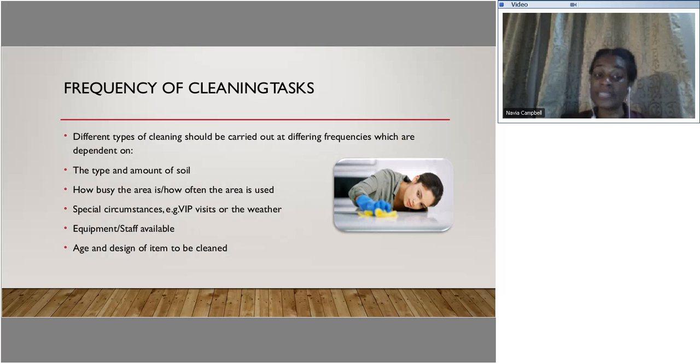Different types of cleaning should be carried out at different frequencies, depending on several factors. These include the type and amount of soil that may be present, how busy the area is or how often the area is used, special circumstances such as VIP visits or weather conditions, equipment availability and staff availability, as well as the age and design of the items to be cleaned.